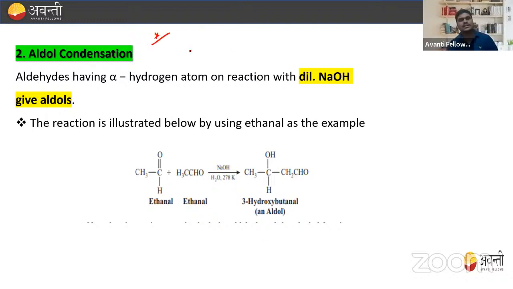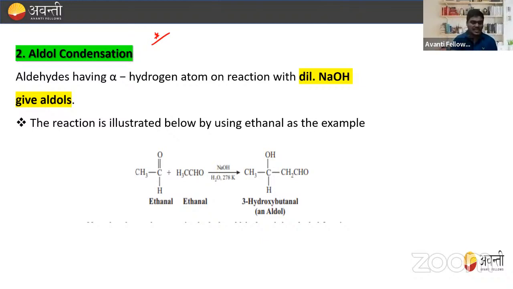So what is this aldol condensation? Basically, an aldehyde having an alpha hydrogen atom, on reaction with dilute NaOH, gives aldol. So always remember, the first condition is that it must be an aldehyde having an alpha hydrogen atom. On reaction with dilute NaOH, it gives aldol. This reaction is illustrated below by using ethanal as the example.